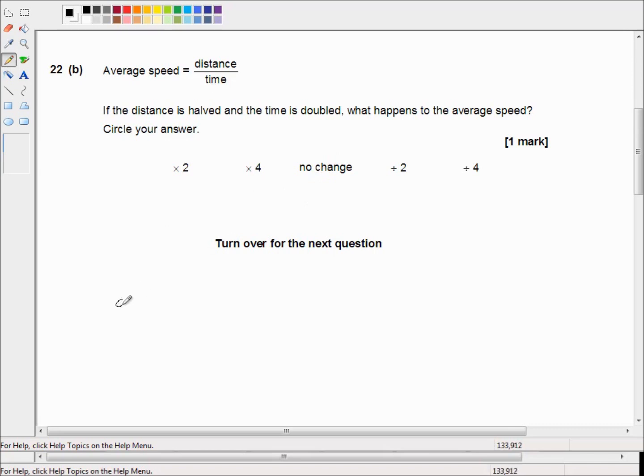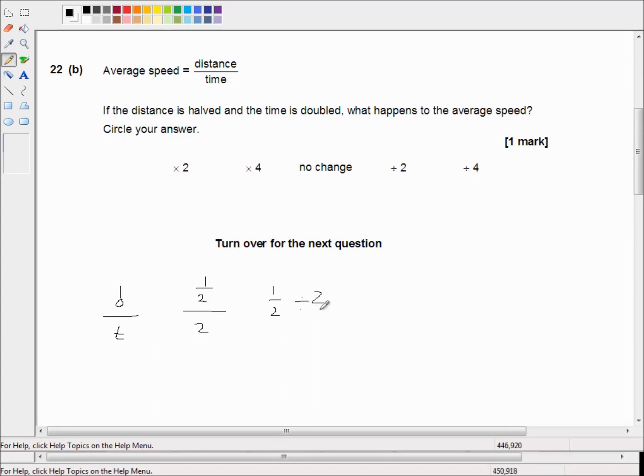So we've got distance over time, and our distance is halved, and our time is doubled. So this is just asking you what is 1/2 divided by 2. Well, if you've got half a pizza and you cut that half a pizza in half, you're going to get 1/4 of a pizza each. Or you've got 2/4 of a pizza. So half of a half is 1/4.